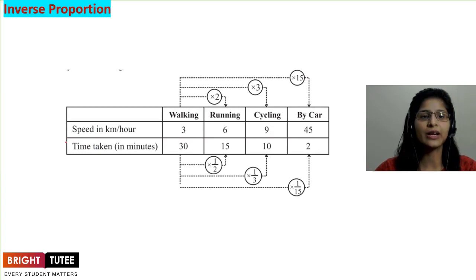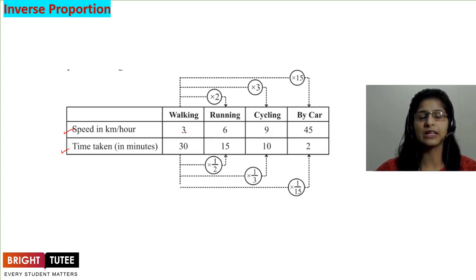So I told you that whenever we have an increase in one quantity, that will cause a decrease in the second quantity and vice versa. So when this kind of relationship is there, we call that the quantities are inversely proportional, not directly proportional. So here is speed given and here is time given.